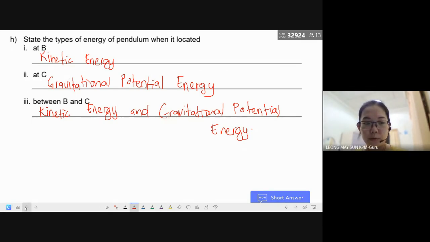So those who are writing the answer, screenshot this. Whenever I use ClassPoint, you all enter ClassPoint already. Actually, you all can save the picture already, you know.